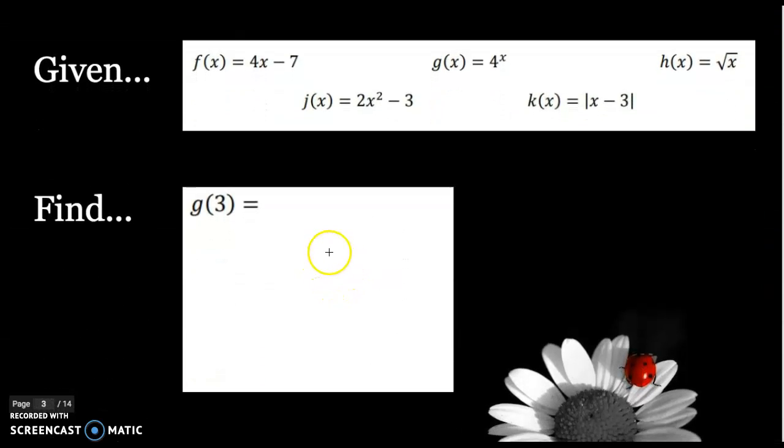All right, in this next one, go ahead and find g of 3. And now that we are done finding g of 3, we're going to go ahead and just plug it in. So g of 3 is this equation, so 4 to the 3rd power. And remember, that means that you do 4 times itself 3 times, or you can just stick 4 to the 3rd in your calculator, which gets you 64.